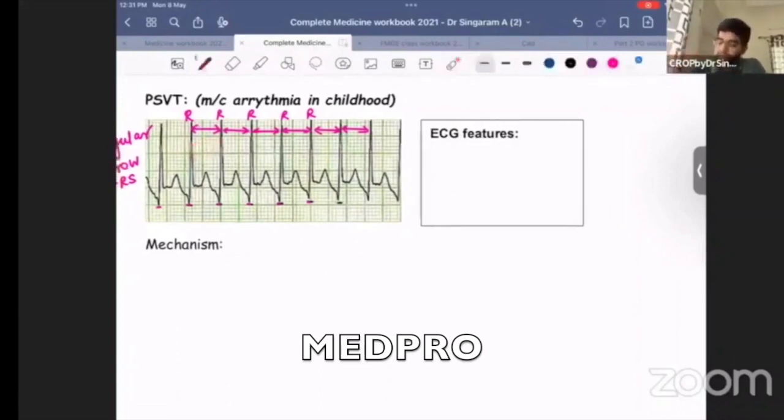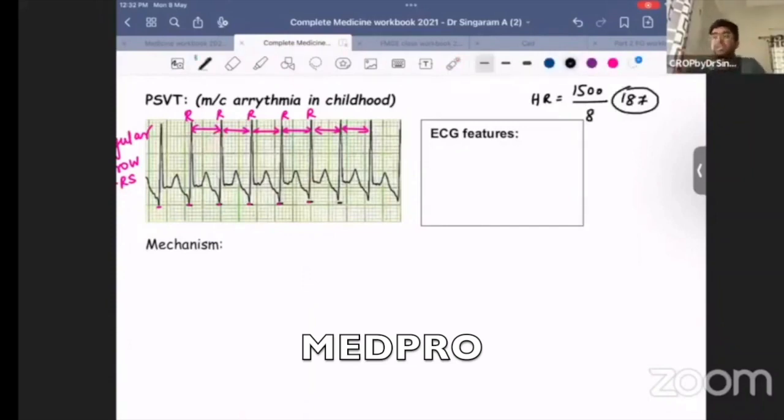So how will I calculate the heart rate? Heart rate is calculated as 1500 divided by the number of small squares. How many small squares did I tell you? 5 plus 3, so totally 8 small squares. 1500 divided by 8 is roughly around 187. You can see now it is just less than 200.